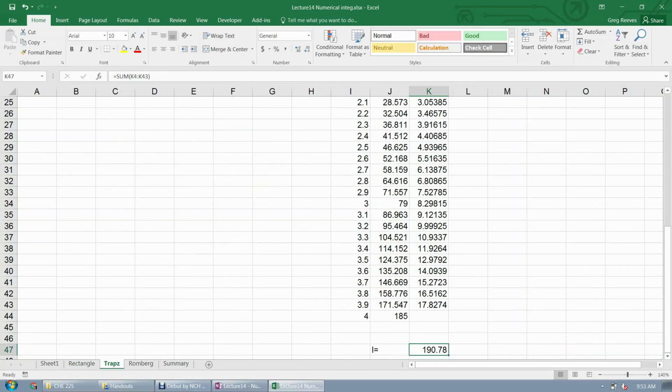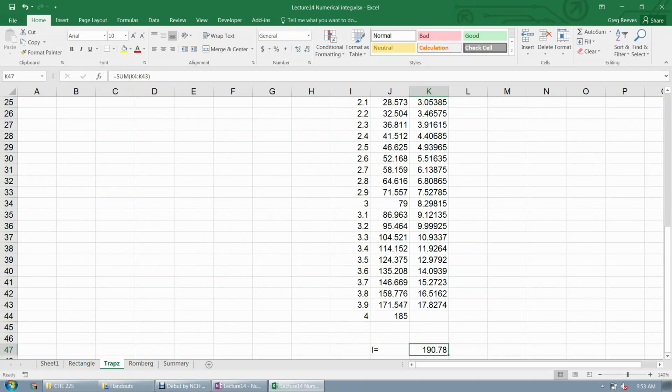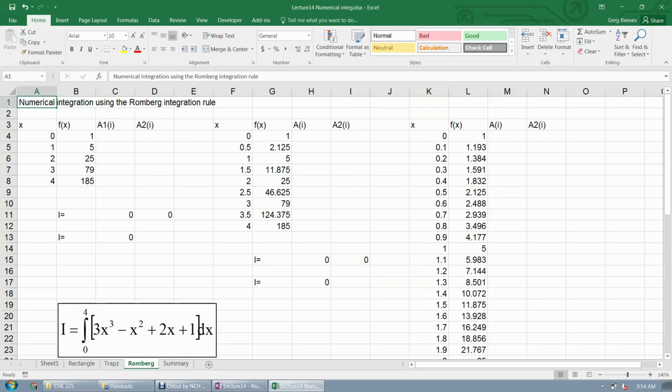Now, assuming that 190.78 is the most superior one, you actually are off by a pretty large amount between the trapezoidal rule and the rectangle rule. So this demonstrates that the trapezoidal rule is a lot more accurate. Or the difference between the trapezoidal rule and the left-hand side rectangle rule is quite large when you have the same number of points even. Okay, so lastly, that's the trapezoidal rule.